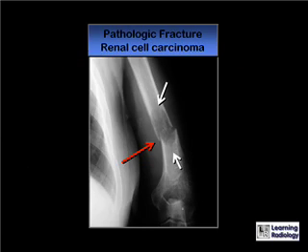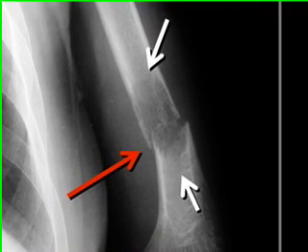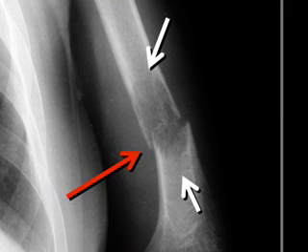This is an example of a pathologic fracture of the humerus in a patient with known renal cell carcinoma. The red arrow is pointing to the fracture line, and the white arrows are pointing to the osteolytic lesion on either side of the fracture that has led to this fracture.